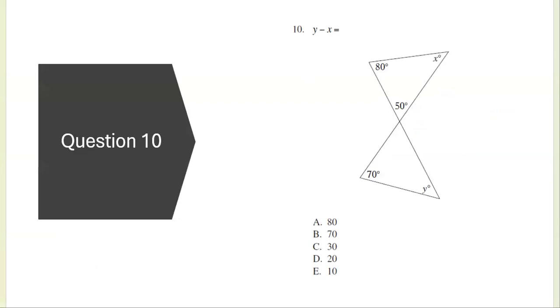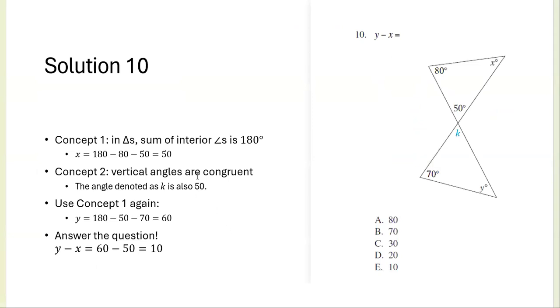Number 10, what is y minus x? All right, there's probably multiple ways we can do this, but this is how I thought of it, okay? So we know that the sum of the interior angles is 180 degrees. It's a common theme. So x must be 180 minus 80 minus 50, which means it's 50, okay? That's concept number 1 up here.